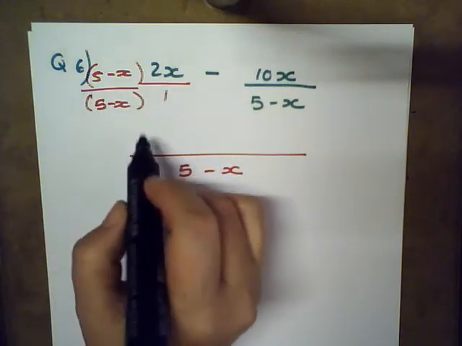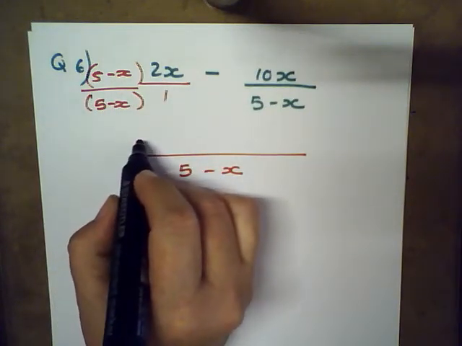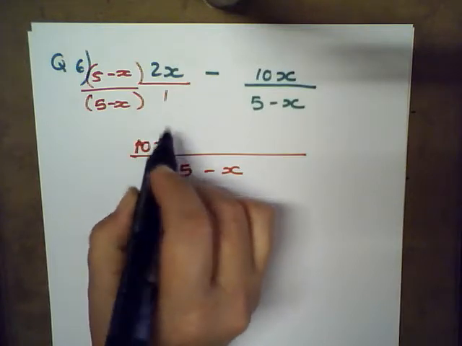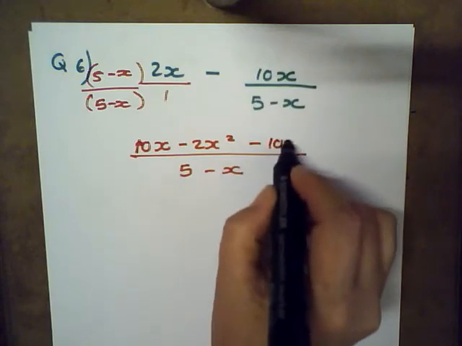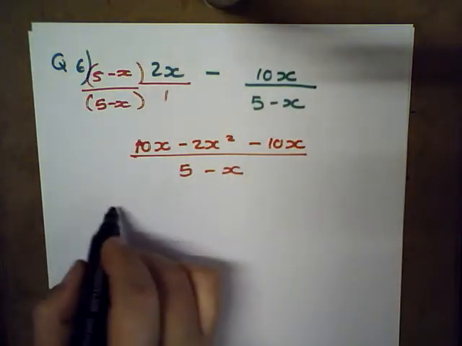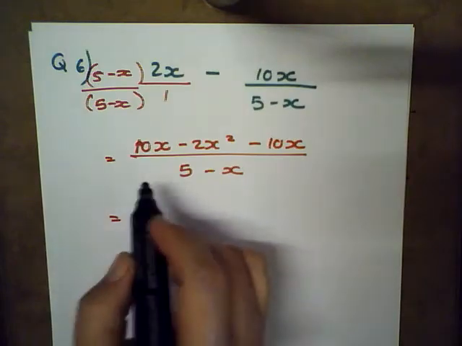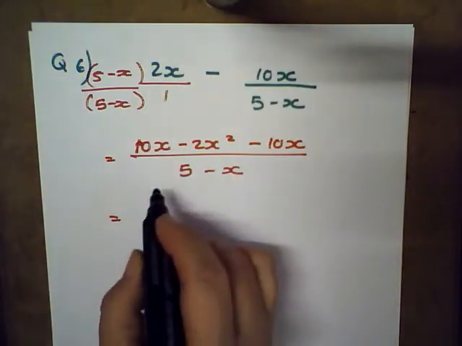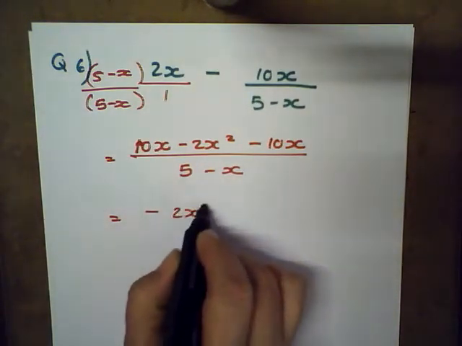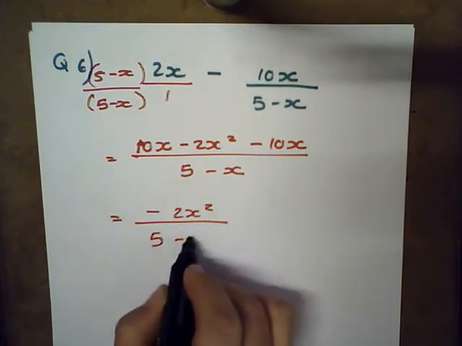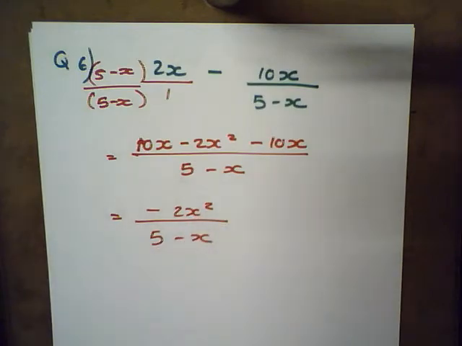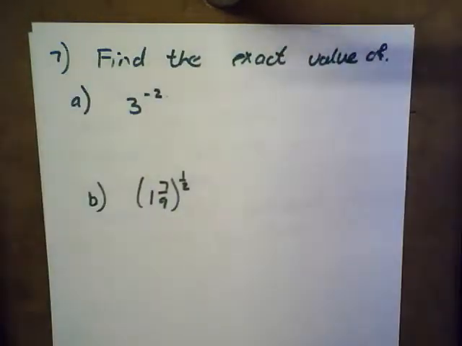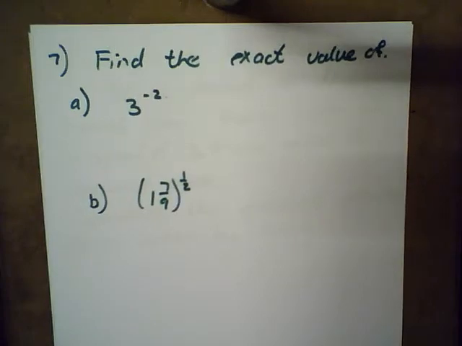I can distribute here, so 2 times 5 would give me 10x minus 2x squared, negative 10x. And now just simplify it. So 10x minus 10x would give me 0, so negative 2x squared over 5 minus x. I cannot cancel anything out and I have to leave the answer as it is. Good.